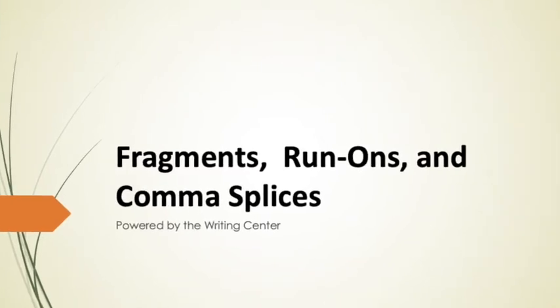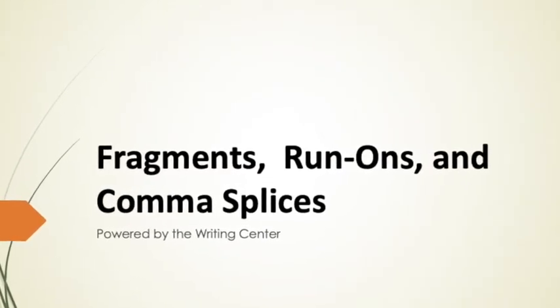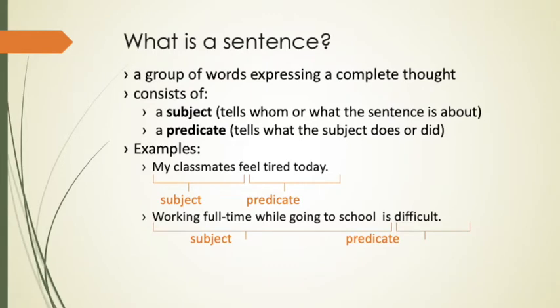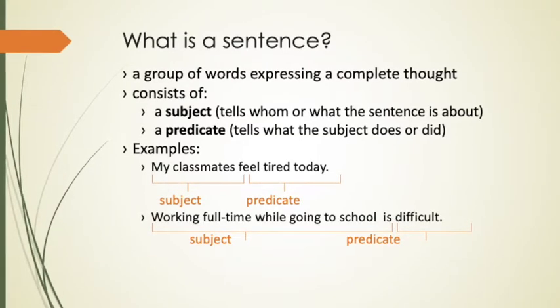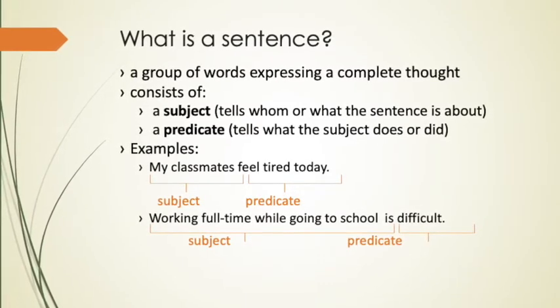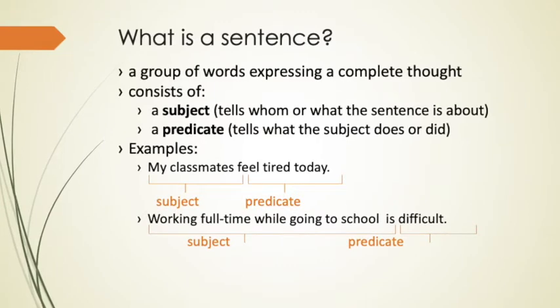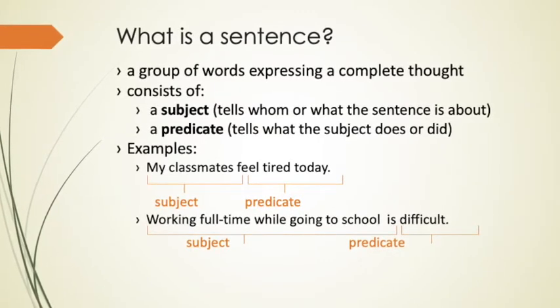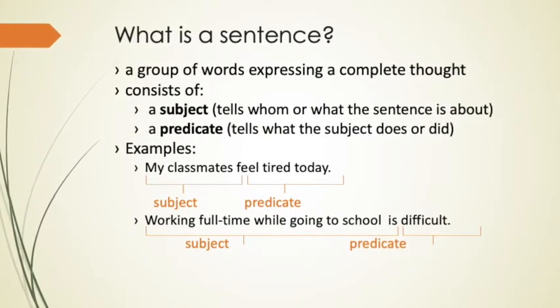Today's lesson is about fragments, run-ons, and comma splices. What is a sentence? A sentence is a group of words expressing complete thought. It should consist of a subject, which tells whom or what the sentence is about, and a predicate, which tells what the subject does or did.